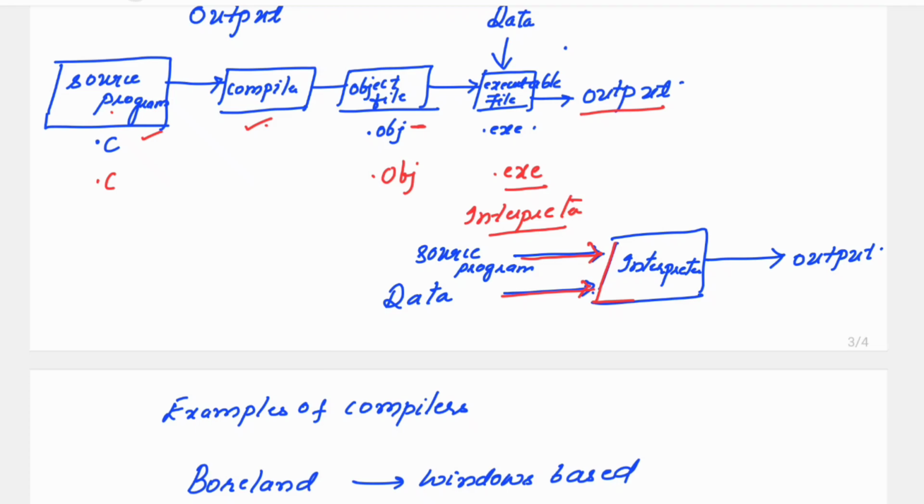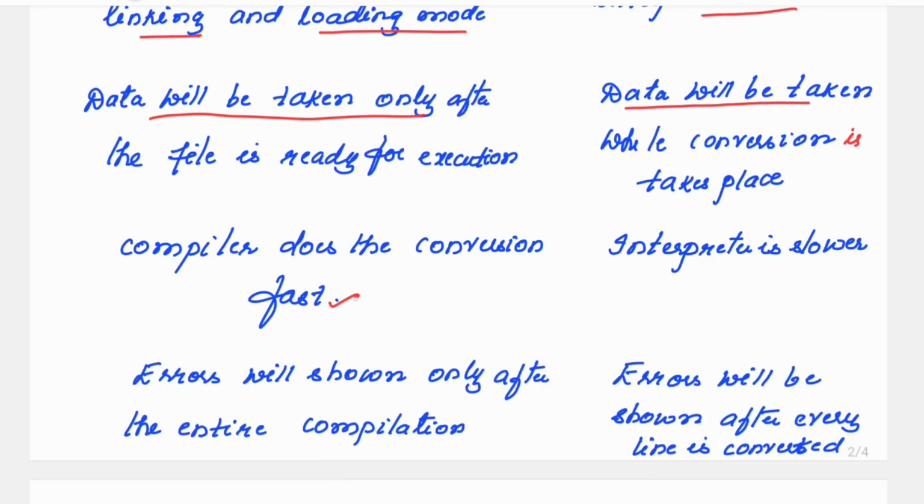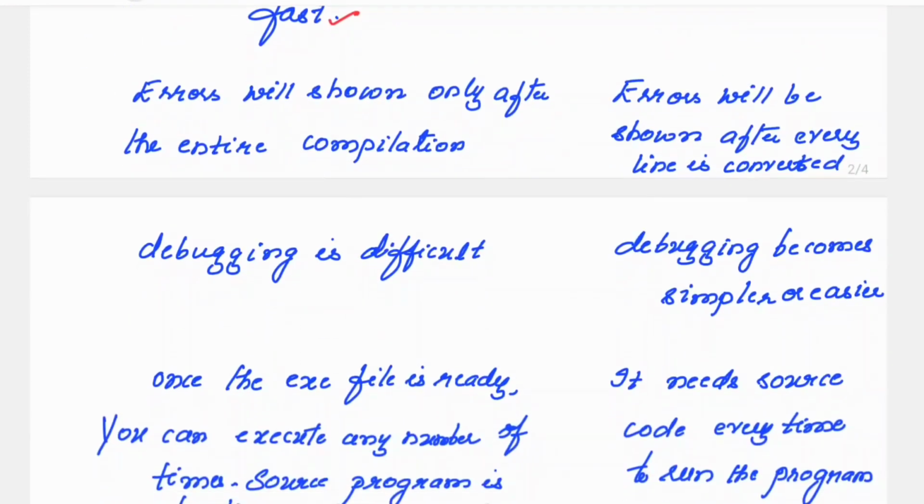So every time it translates a line, whatever data is required, it will take that, and one sentence I have written here: data will be taken while conversion is taking place. Compiler does the conversion fast, interpreter is slower. Since the compiler is going to carry out the conversion in one go, it is quite fast. Interpreter does line by line, that's why the speed is slow here.